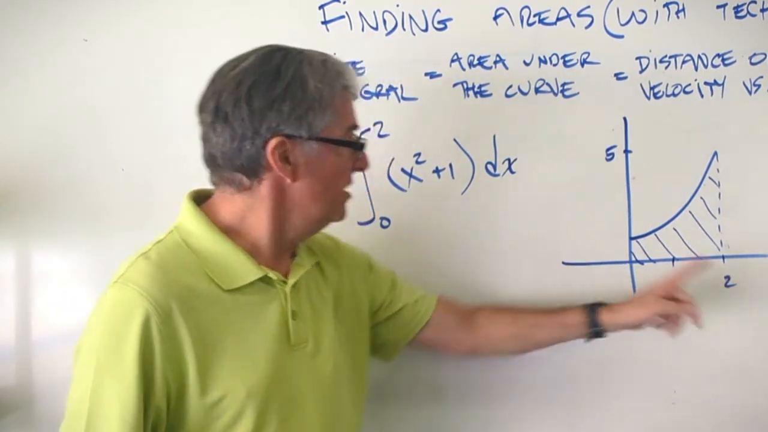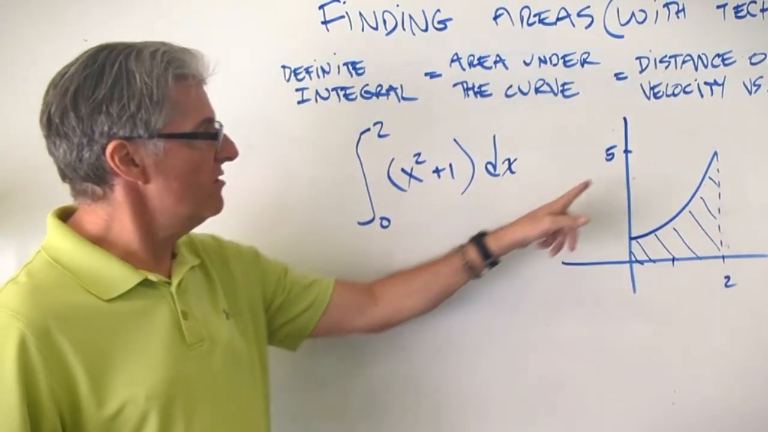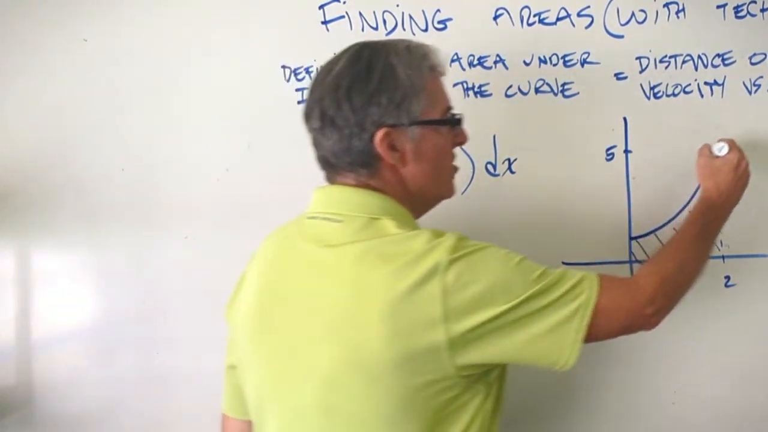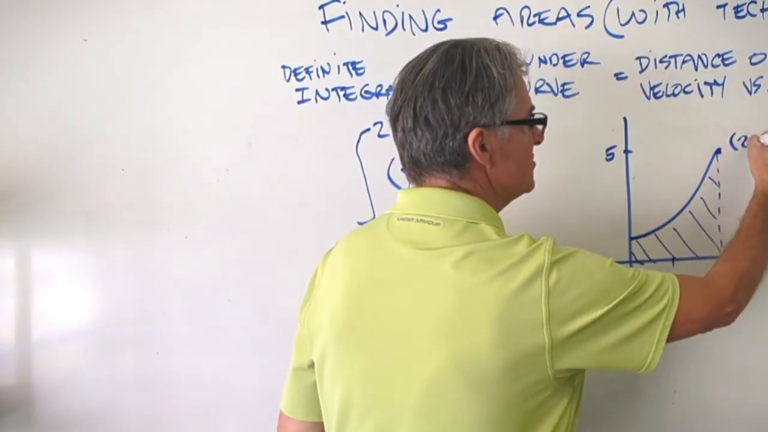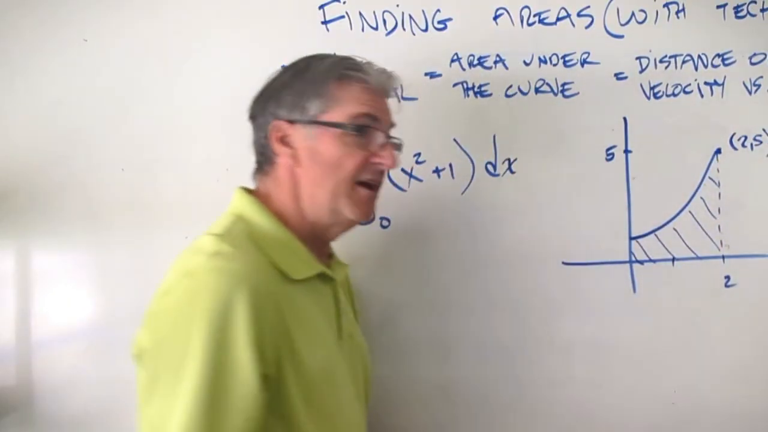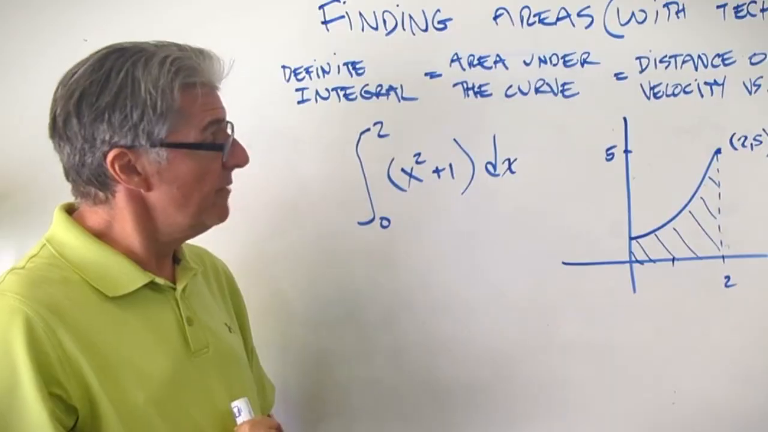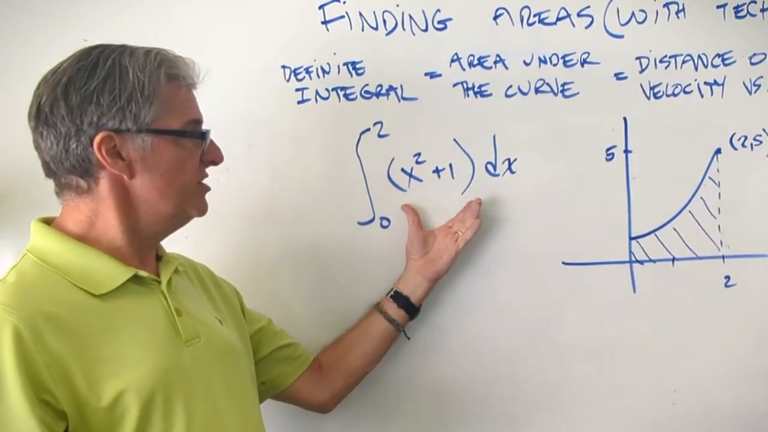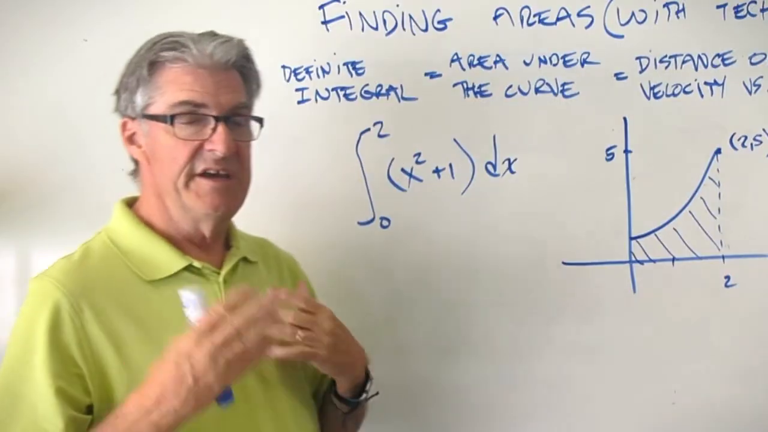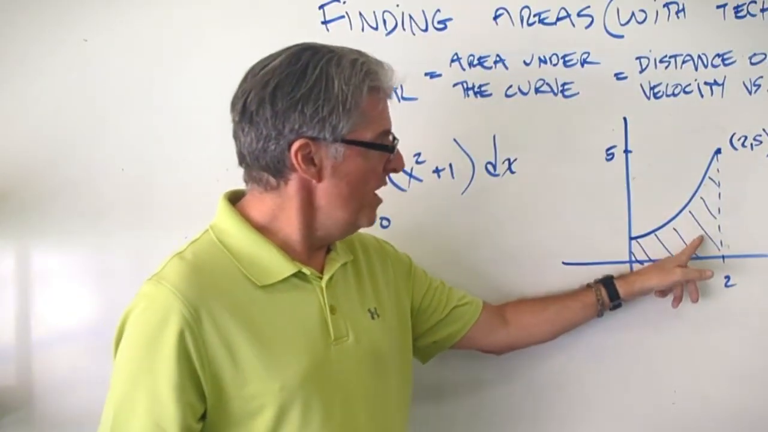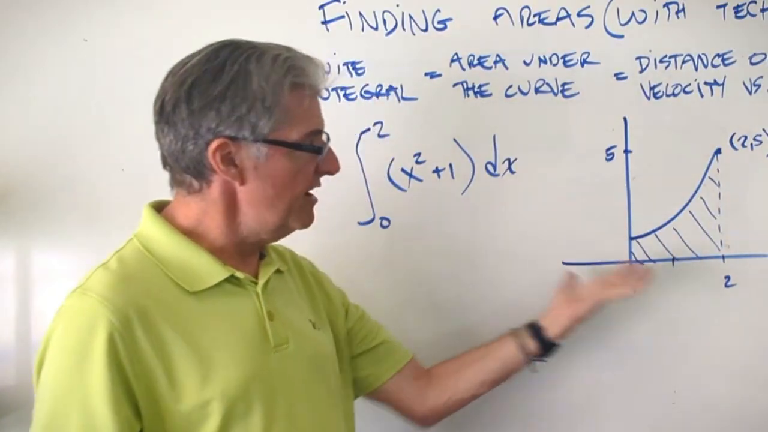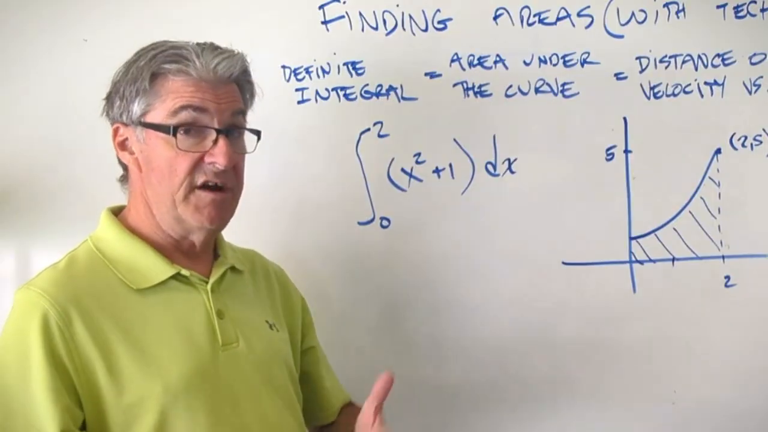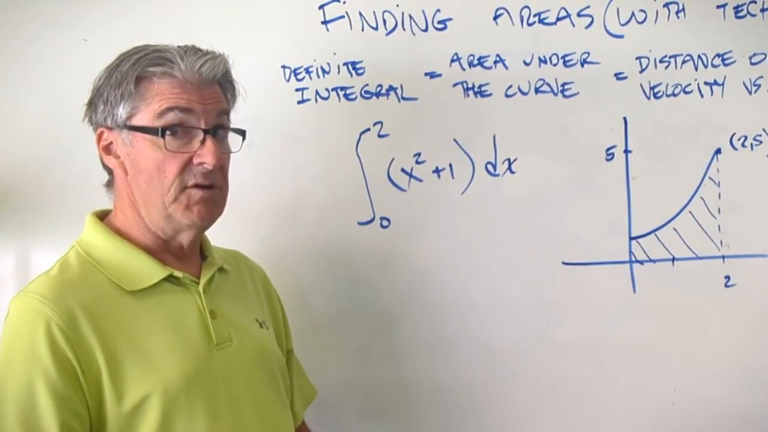When I put 2 into the function, it spits out 5. So that's why I know that this point here is 2, 5. And then of course I shaded the area under my curve, and this is what this is asking for. The integration of this function from 0 to 2 is answering the question, what is this area? And you can see right now that we cannot use our prior techniques to do this problem.